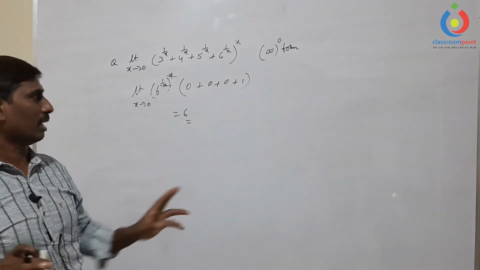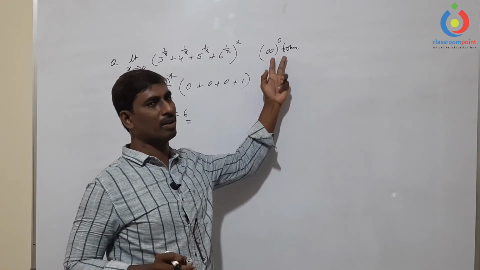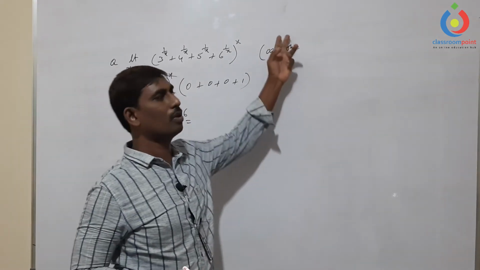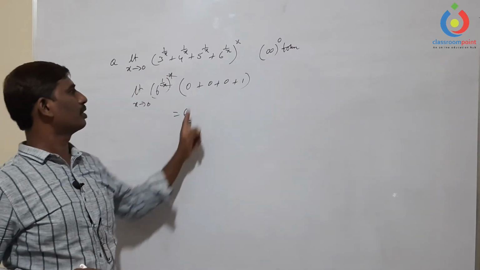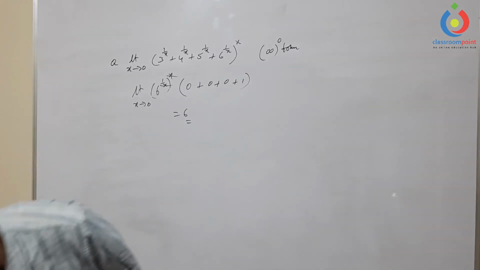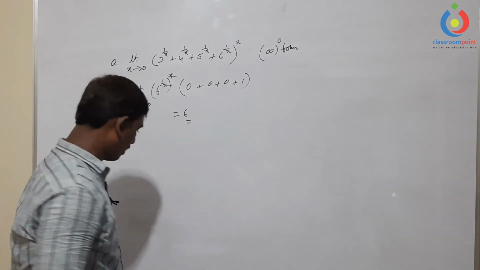What matters is whether it is in the form of infinity power 0 or not. That is the main point. If it is infinity power 0 form, then automatically whichever is the highest value, that is the answer. Direct it is. Right? Next, one more problem. This is also very important.